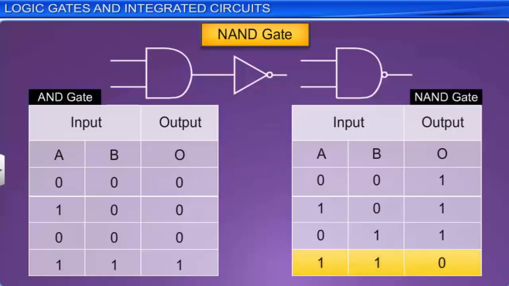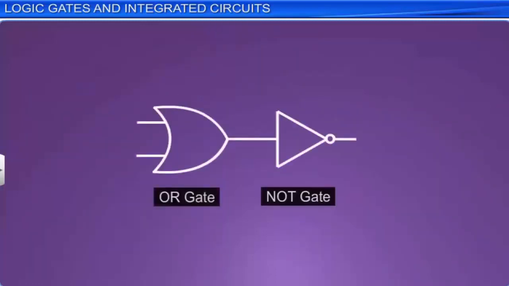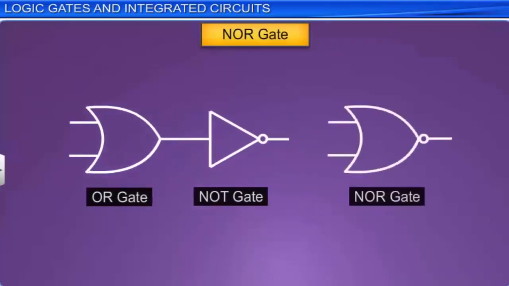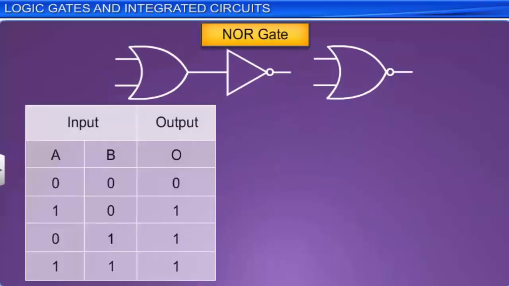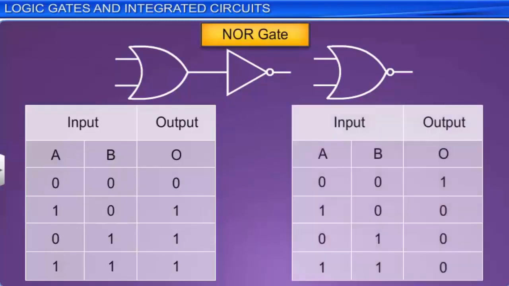An OR gate followed by a NOT gate forms a NOR gate. The symbol for a NOR gate is a combination of symbols of the OR and NOT gates as shown here. In a NOR gate, the output of the OR gate acts as the input for the NOT gate and thus gets inverted. Thus, the input values in the truth table of a NOR gate are taken from the input values from the OR gate table. The output of the OR gate is inverted by the NOT gate and appears as the output of the NOR gate.